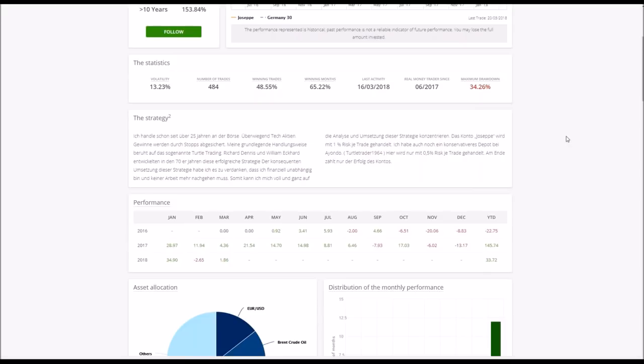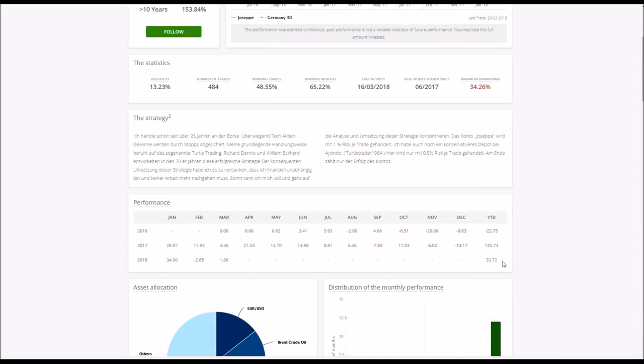We do have a little bit of that with Giuseppe, but here's 2016. So lost 22% in 2016. Then in 2017, made 145%. So we've got a couple of sort of lumpy months in there. 28% in Jan last year, 21% in April last year, 14 in May and June, 17 in October. So it does have some losing months obviously along the way, but pretty consistent performance.